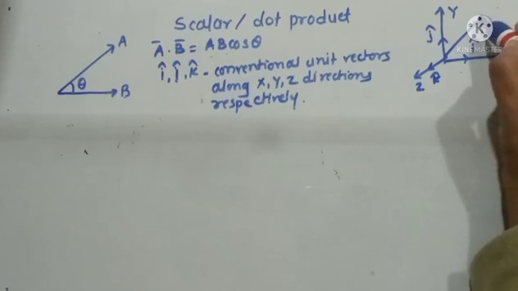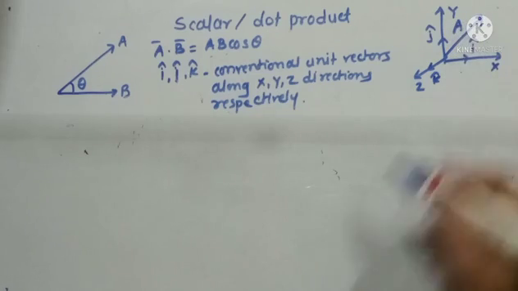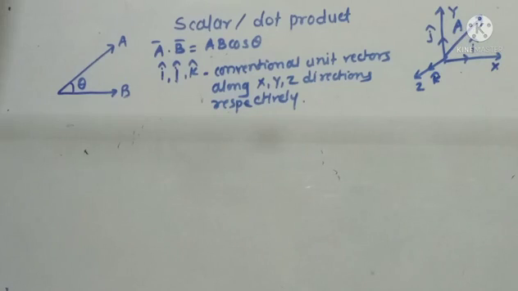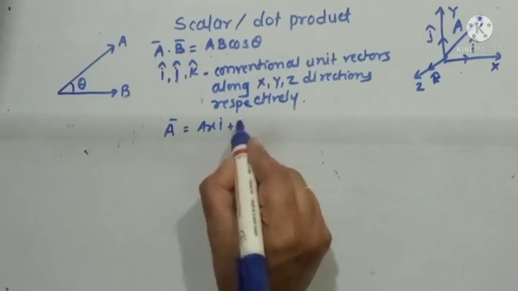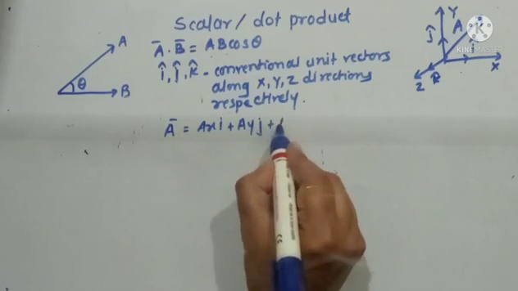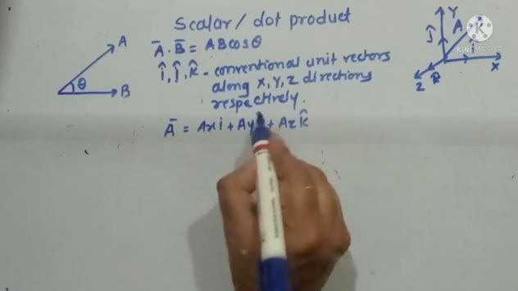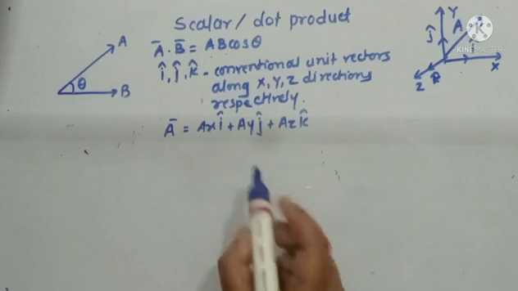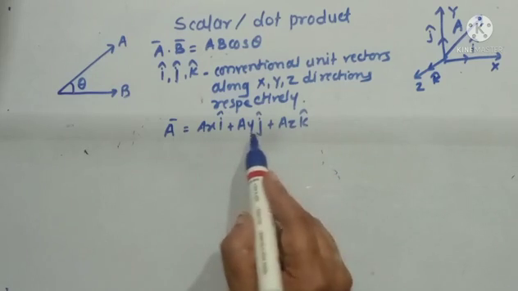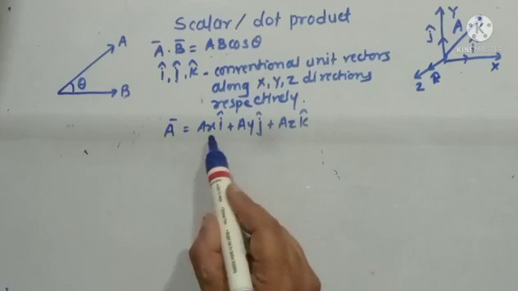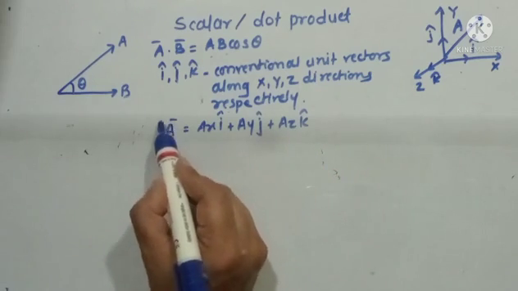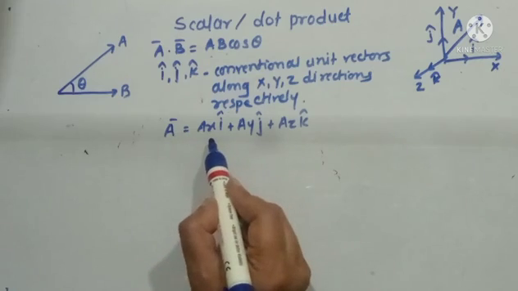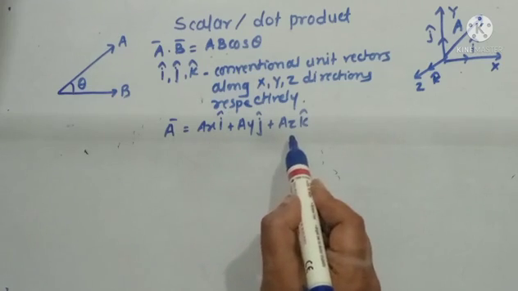Now suppose I have any vector A. This vector A in a three-dimensional Cartesian coordinate system can be given as AX i plus AY j plus AZ k, where i, j, k are the unit vectors along X, Y and Z directions, and AX, AY and AZ are the magnitudes along the X-axis, Y-axis and Z-axis. Therefore, any vector can be resolved into its perpendicular components as AX i, AY j plus AZ k.